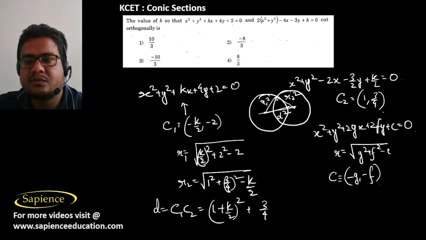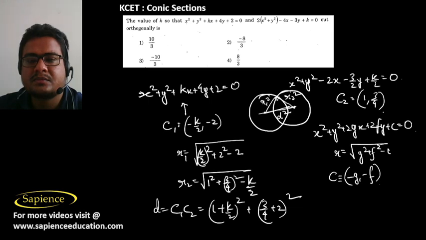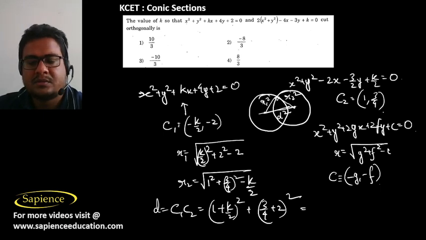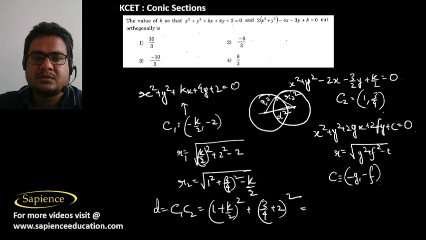plus (3 by 4 plus 2) whole square, which is (1 plus k by 2) whole square, x1 whole square. So the square root of that.